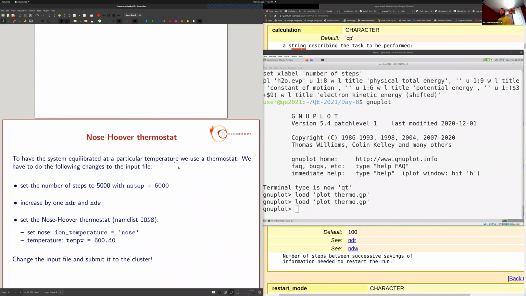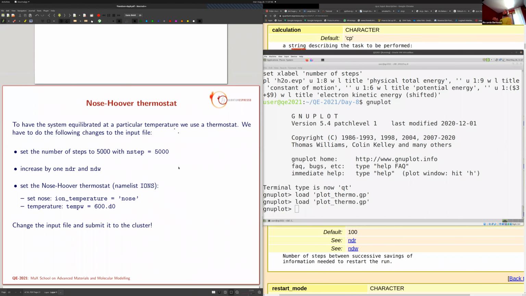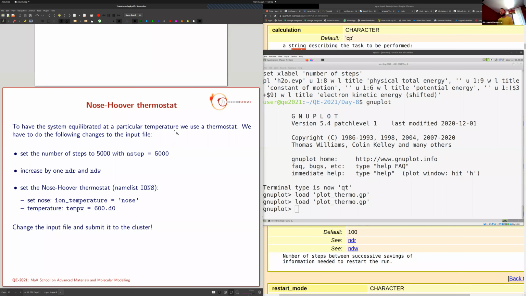Okay, then let's start with the thermostat. As Sandro told you before, if you start with an initial condition chosen randomly, you will never get the temperature that you want. So let's switch on the thermostat.